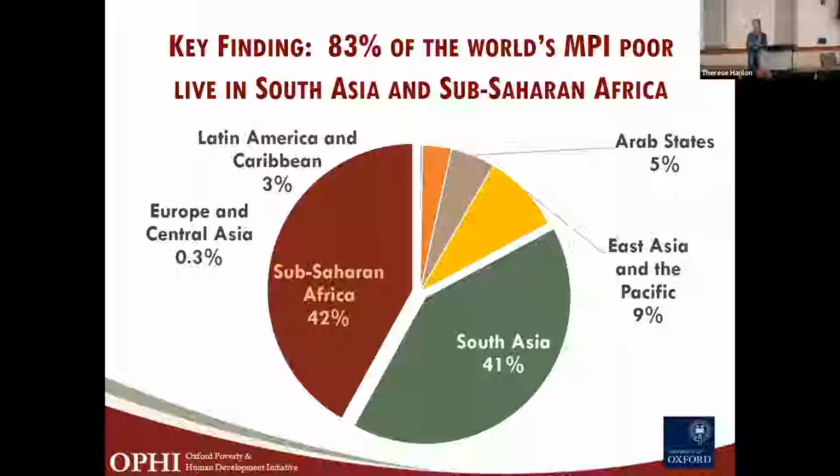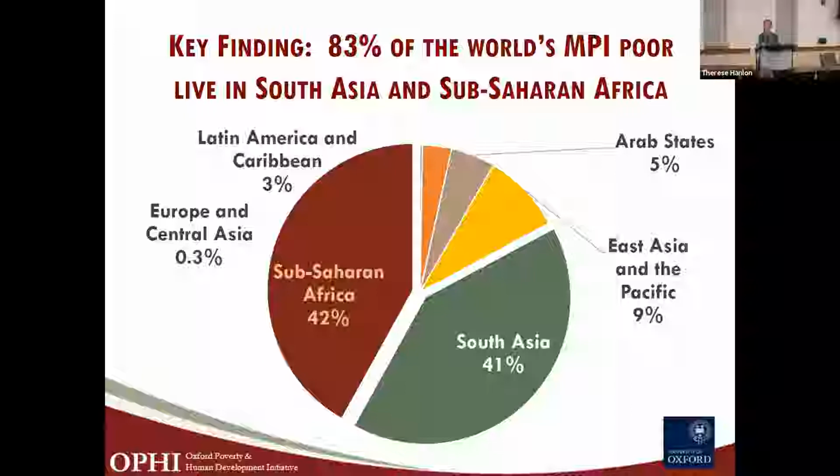But were we to look at the error margins and the standard errors, we actually don't know if there are more poor people in South Asia or sub-Saharan Africa, because when we add in those errors, they overlap. And so we don't say that one has more poor people than the other, but it's probably about the same, and it's very high.